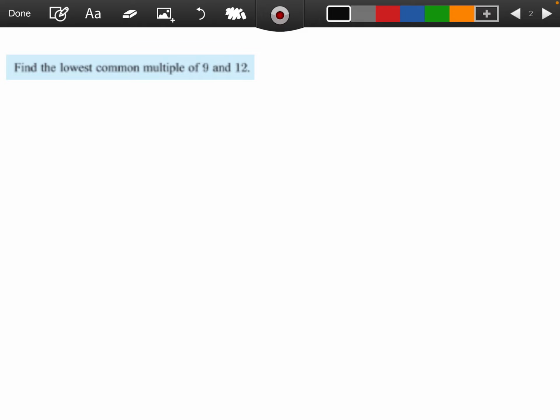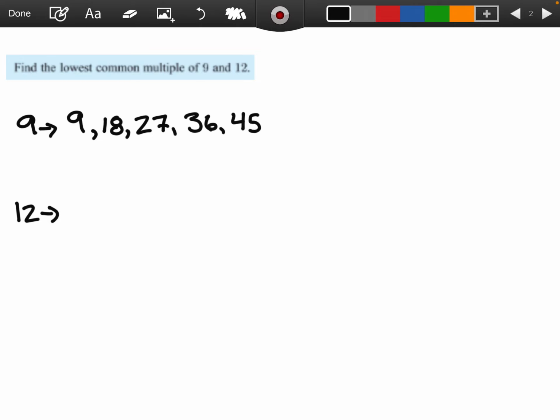If we're asked to find the lowest common multiple of 9 and 12, we first need to start by making a list of the multiples of 9 and 12. For 9, we're going to start with 9, and then the next one will be 18, and then we'll move on to 27, and then 36, and then 45. I could keep going here forever, but I'm just going to do a few, and then I'm going to check the other number and see if I have anything in common before I get to 45. If I don't, we'll just keep going a little higher until we eventually find a number that appears in both lists.